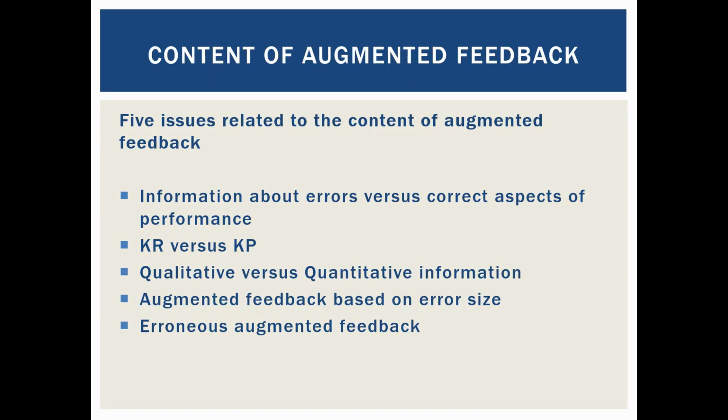So when we give augmented feedback, what should we actually be providing to the learner, right? And there's 5 different issues that we're going to look at. We're going to look at, should we be providing information about errors versus information about correct aspects of performance? Is it more beneficial to give knowledge of results or knowledge of performance? Is it more beneficial to give qualitative or quantitative augmented feedback? What about if we give augmented feedback based on the size of the error that someone is making? And then finally, what happens if we are wrong? What happens if our augmented feedback is erroneous? So let's take a look at that a little bit more closely.